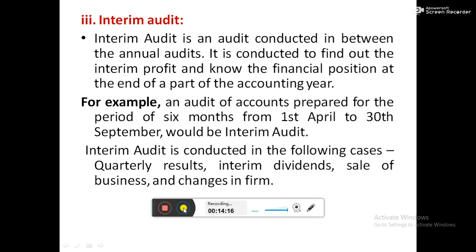The next type of audit is interim audit. Interim audit is an audit conducted in between the annual audits.